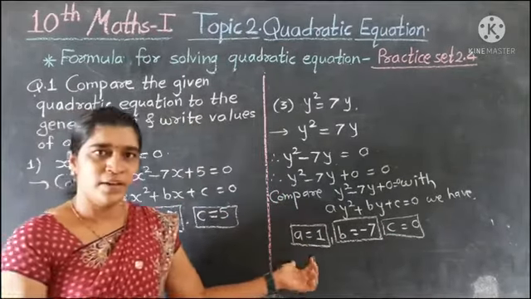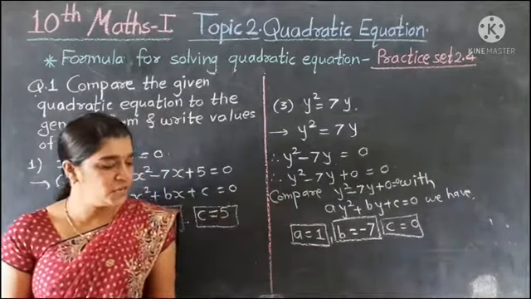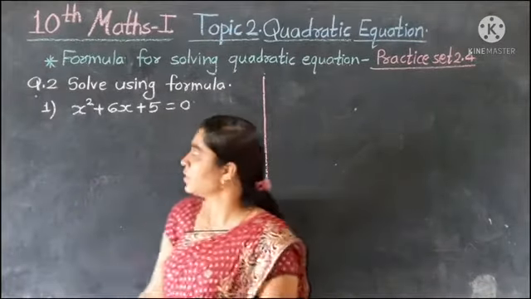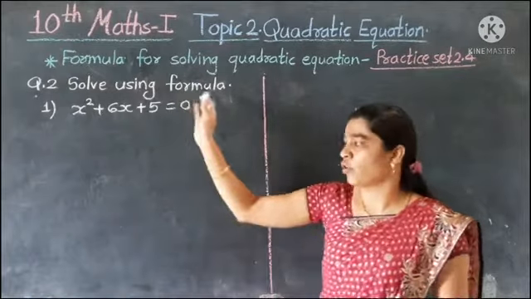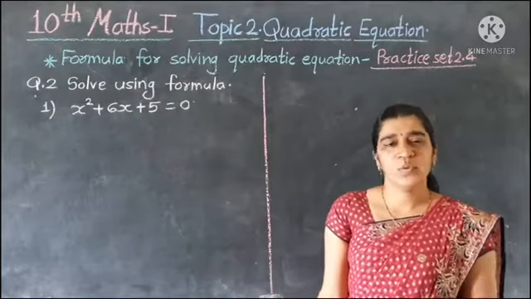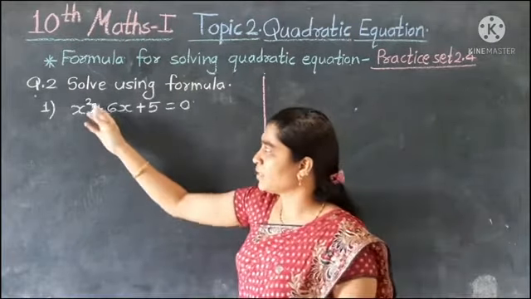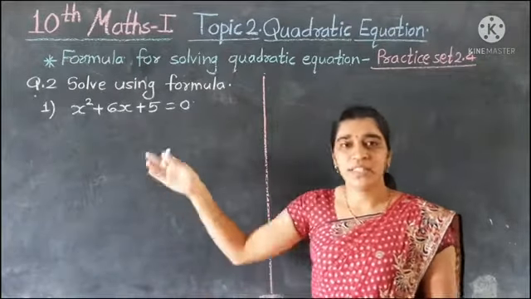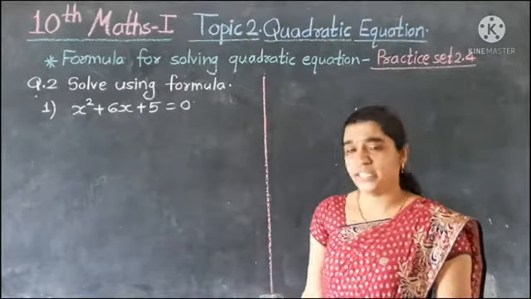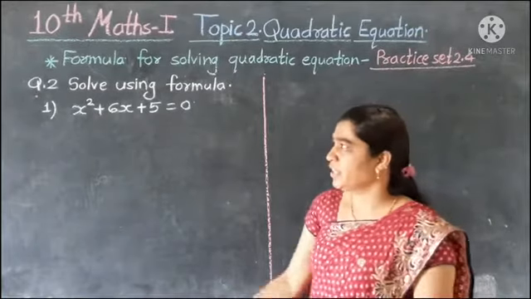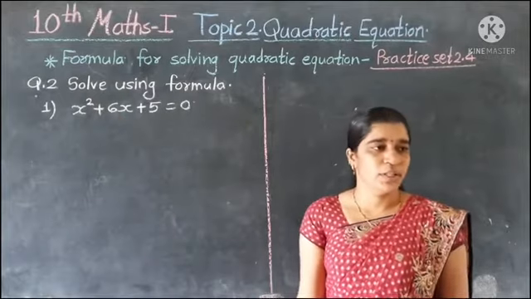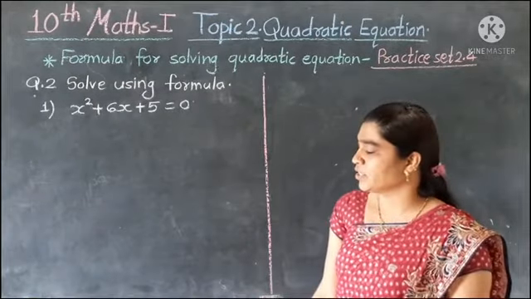Okay, understand? Now we will see question number 2. See students, question number 2: solve using formula, or factorize using formula. x square plus 6x plus 5 is equal to 0. This is a quadratic equation. It has one variable x and its degree is 2. Therefore, it is a quadratic equation.